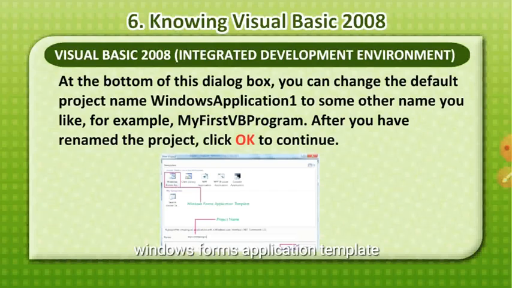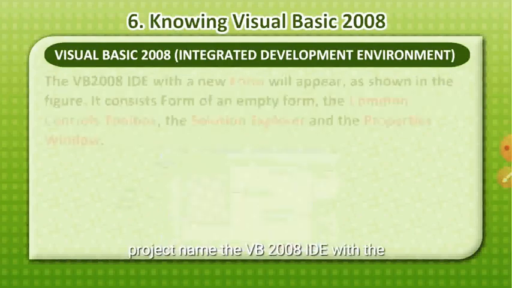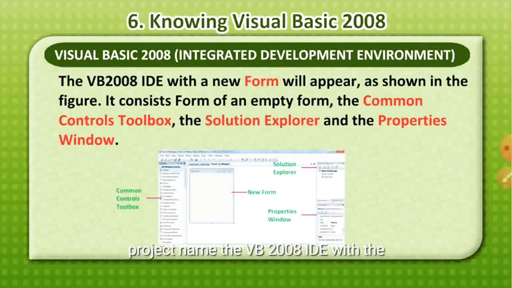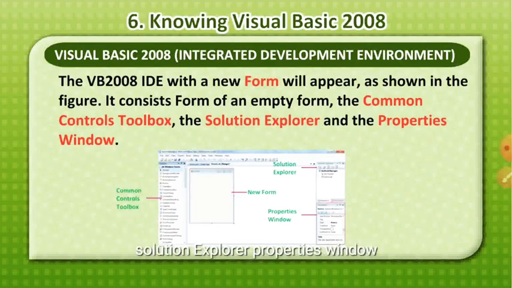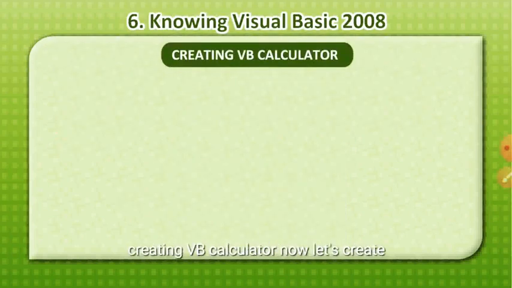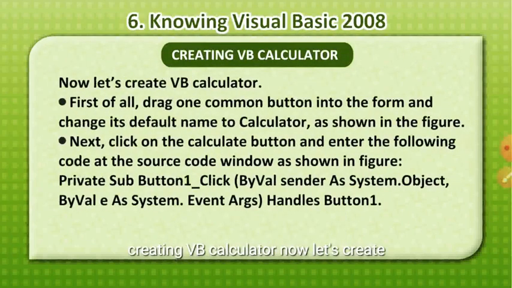The Windows Form Application template will appear below here. The VB 2008 IDE with the new form will appear as shown in the figure. It consists of an empty form, the common control toolbox, the Solution Explorer, and the Properties window. You can see on the screen here the new form, then Solution Explorer and Properties window. It's about creating a VB calculator. First, how we will create it here.